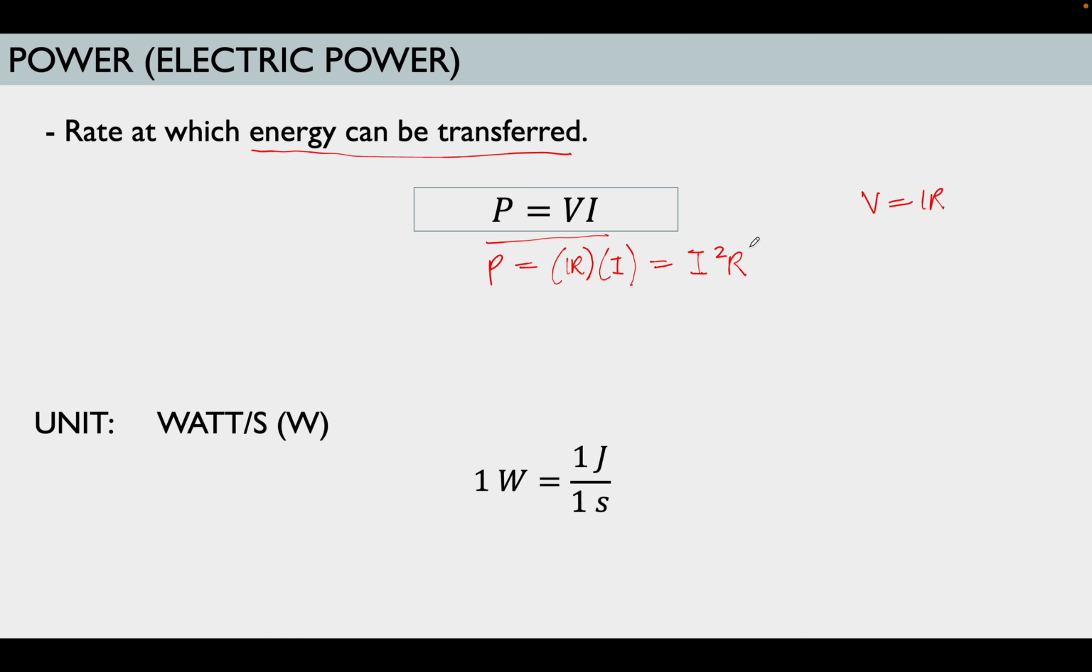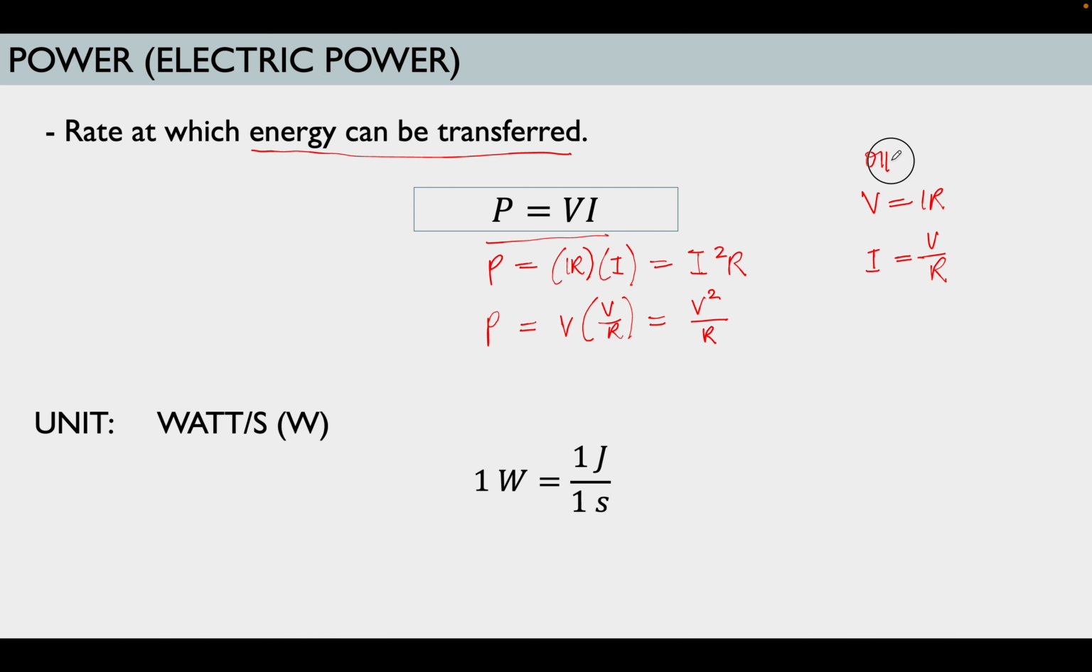And also, in terms of voltage and resistance, we can also have the equation for power. Now take note that the current is equal to V over R. So V times V over R for the current is equal to V squared over R. So we can have either of these equations.